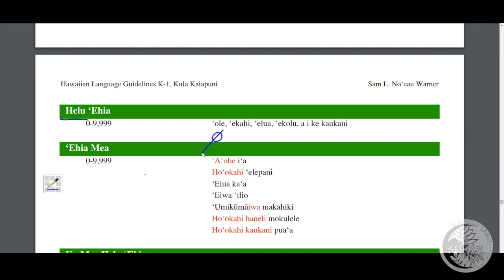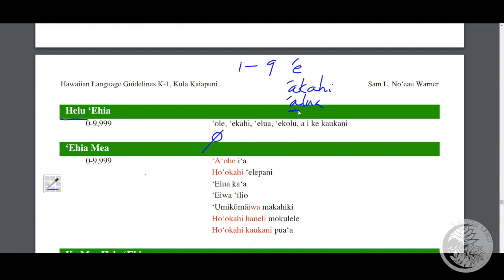Then when we count, ekahi, elua, ekolu, we notice that from 1 to 9 we always start the numbers with e. So: ekahi, elua, ekolu, eha, elima, eono, ehiku, evalu, eiva. Now sometimes, instead of ekahi, you might see the word akahi or alua and so forth, where the a is used.